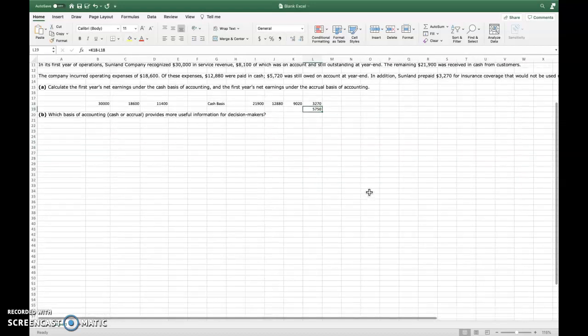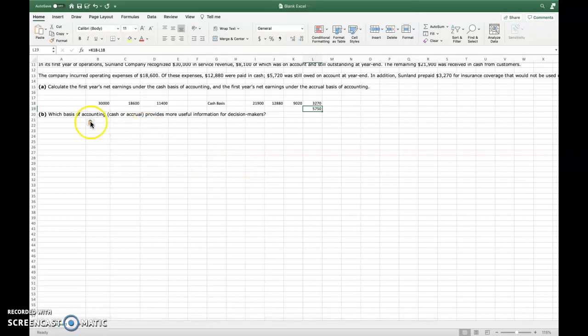And then the last part of the question is which basis of accounting, cash or accrual, provides more useful information for decision makers? And the answer for this is accrual.